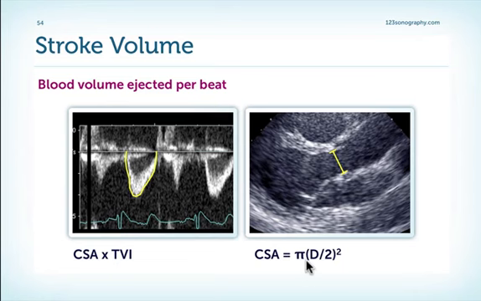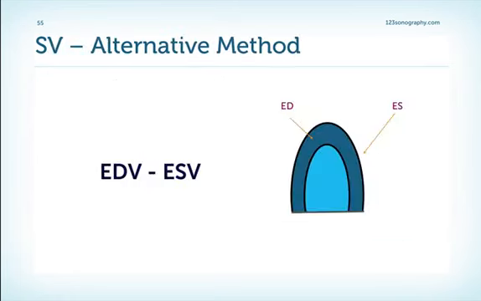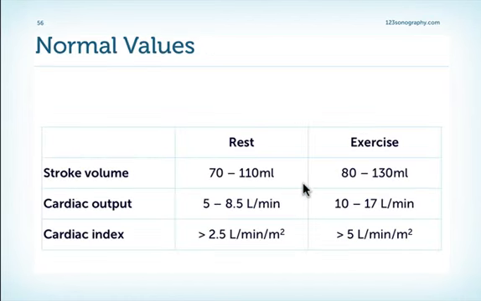Just to review, you need two things. First of all, the LVOT diameter, with which you can calculate the cross-sectional area. And then you multiply the cross-sectional area with the time velocity curve that you get with the pulsed wave Doppler. There's an alternative method to calculate the stroke volume simply by subtracting the end diastolic from the end systolic volume, which you can get with the help of the Simpson method.